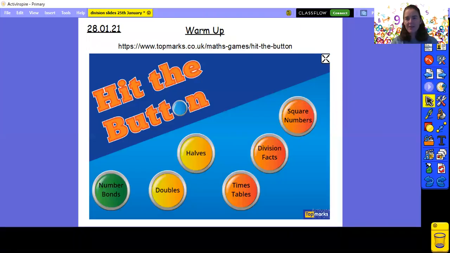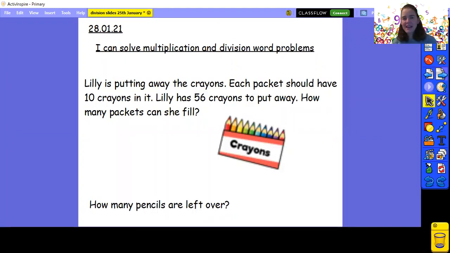So well done. Okay, so today we're going to be consolidating all our learning on division and multiplication, and you're going to be using all the methods that you have learnt to solve word problems, and we're going to do some together. And then we have sent you some word problems to do on your own at home. Okay, so I'm going to reshare my screen with you. Okay, right, let's move on from here. So our learning intention for today is I can solve multiplication and division word problems.